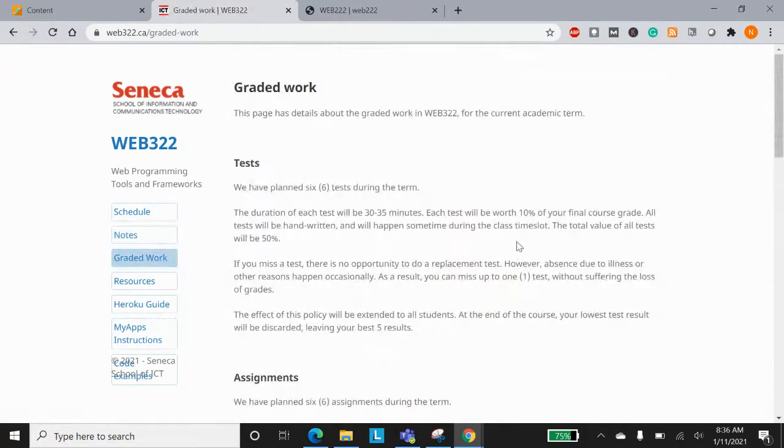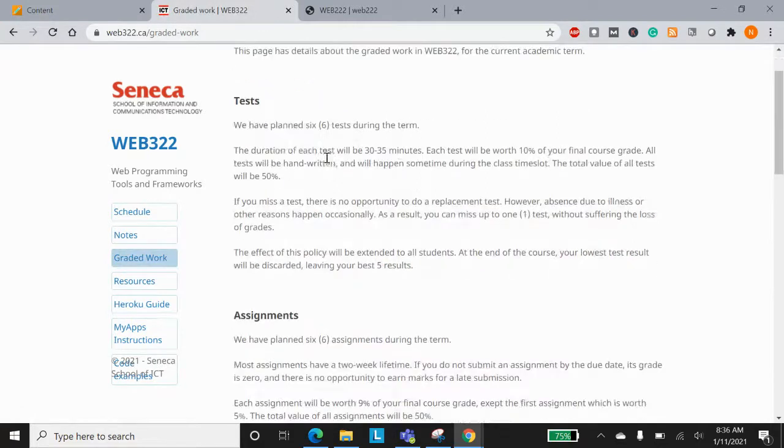And then we have this graded work. As I think, please correct me if I'm wrong, this was more or less the same method in your Web222. So we have six tests during the term, and each test will be 35 minutes, and it will be worth 10% of your final course grade. So that's a good amount of grade that these six tests will be taking you to 10%. So there's no talk about the midterm exam or the final exam.